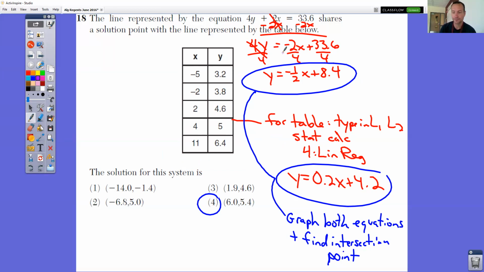For this one, you need to rearrange for y equals. So getting the y all by itself, minus 2x, divide by 4, you get this equation. Graph both of those on the same graph and find the intersection point. Where those two lines cross is right here at 6, 5.4. So rearrange and graph, type it into your L1 and L2 to figure out your equation, graph it, and find the intersection point.